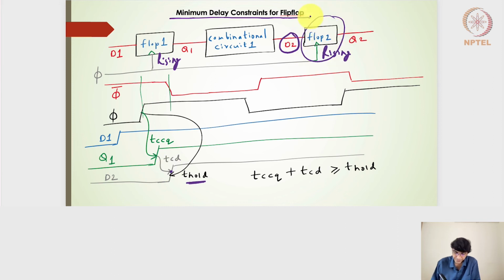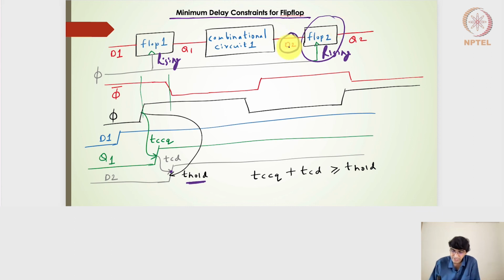T hold of the flop 2, right? If it reaches before the T hold of the flop 2, then we will have a problem. Okay, so let me try to explain this again. Flop 1, we are expecting it to capture the input in the first clock edge. Flop 2, what we are ideally expecting is D2 will arrive after the hold time of the clock 1, so that it will be able to capture consistency in the clock 2 signal.